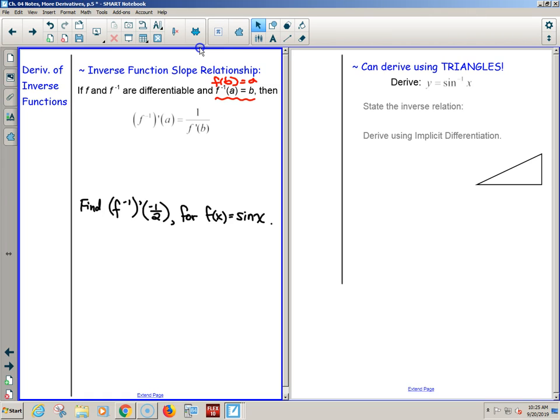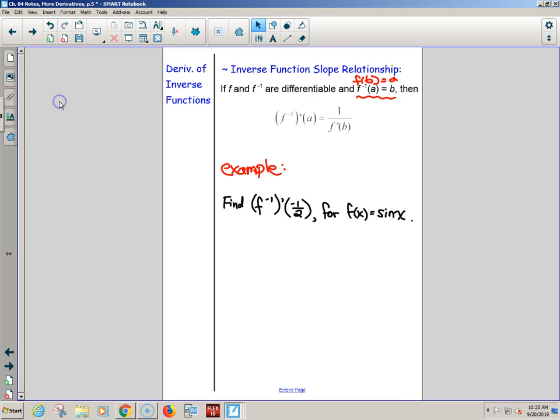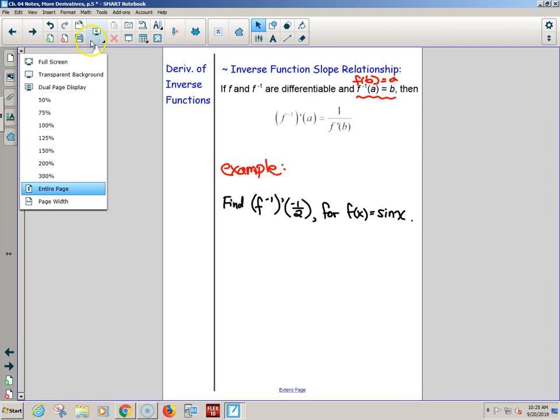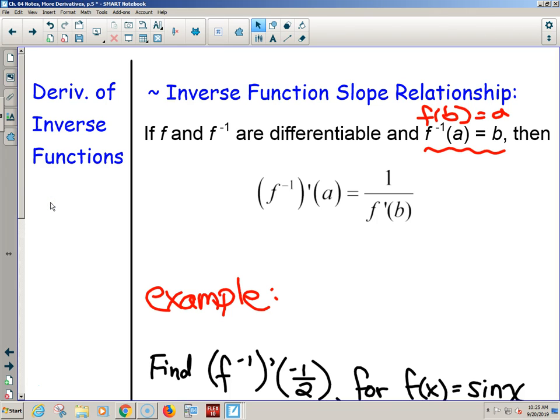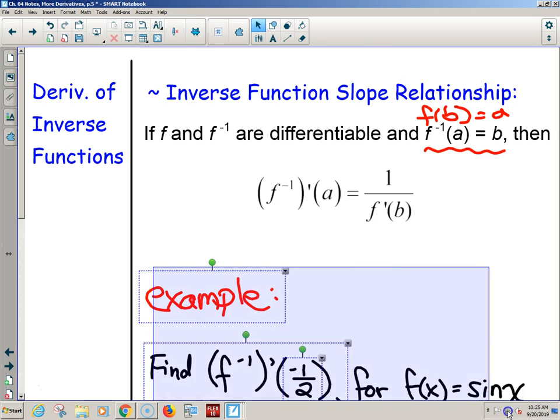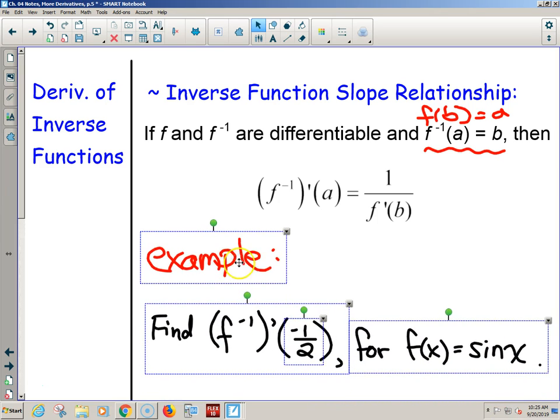So, how would you do this example, using that forever card from last year? Ready, set, go. You tell me. I'm going to zoom in on this because we don't technically need the triangles yet. How would we solve that example? Fine: f inverse prime of negative 1/2 for f of x equals sine of x.